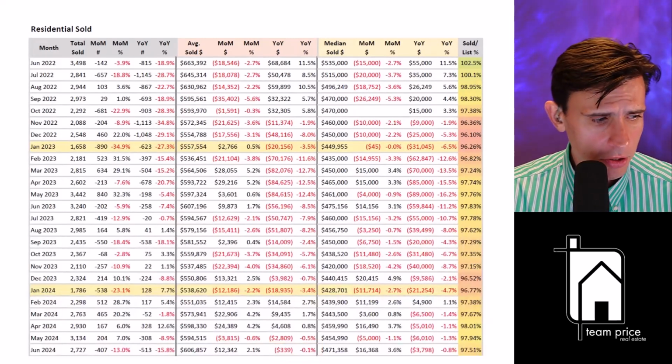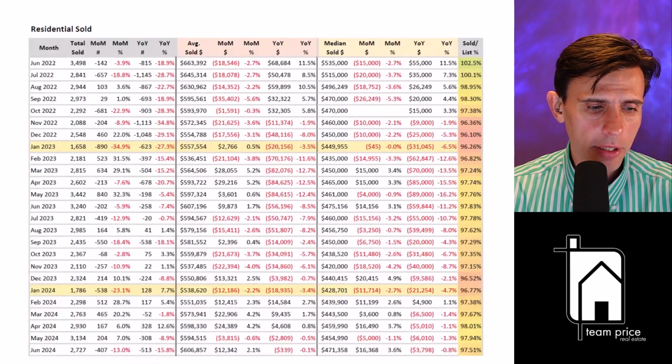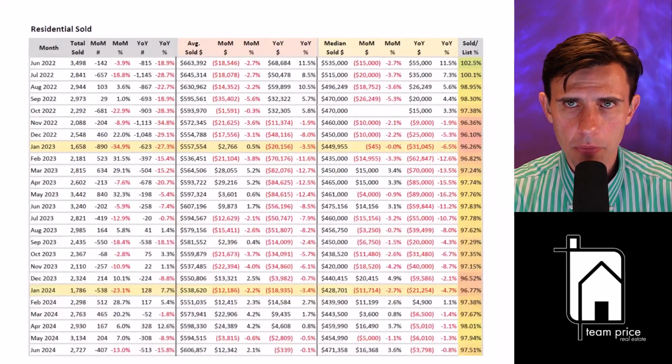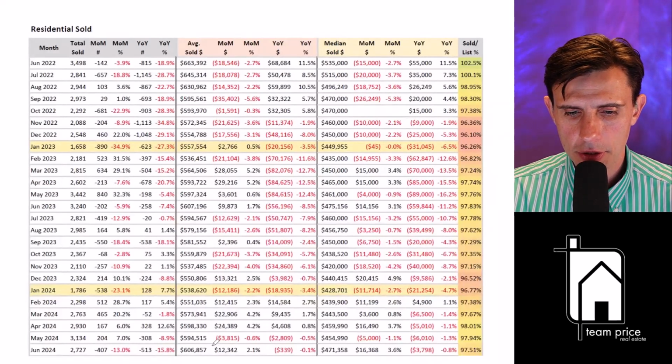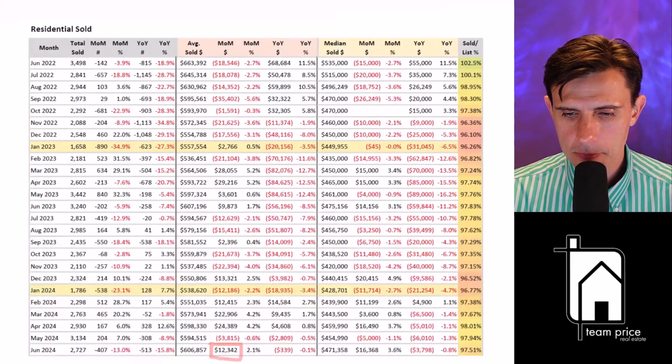What is my prediction for the next, what day is today? The 24th? What do we have, like a week left? Yeah, we have exactly 1 week left. My prediction: this goes red. Right here, month over month goes red.